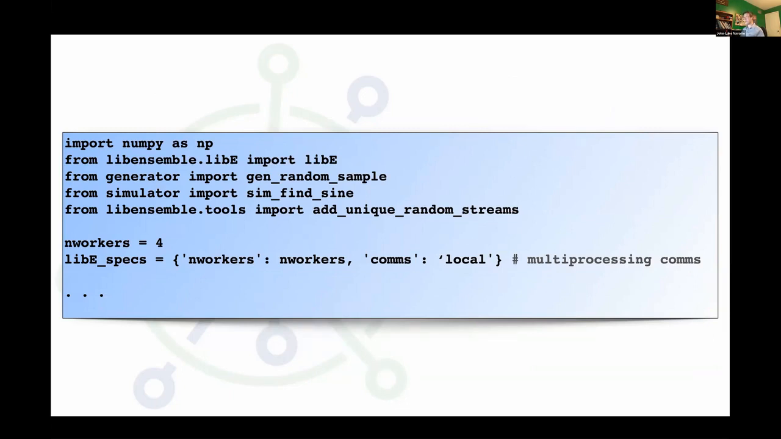Most of libEnsemble's settings are specified in a libSpecs dictionary. For our simple case, all we need to specify is the number of workers and local communications, meaning that the workers are started with and communicate with the manager via Python's multiprocessing. So all workers will be on the same node as the manager.